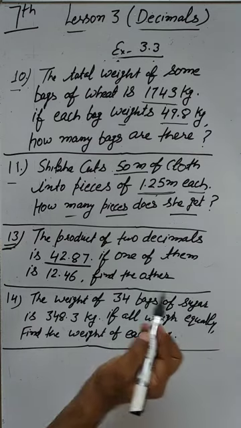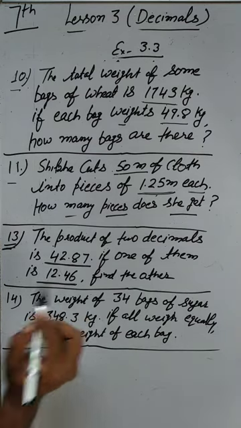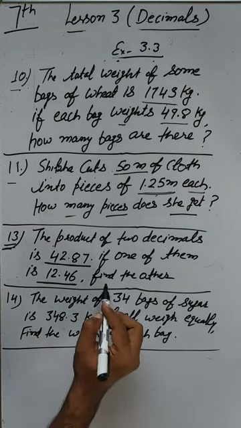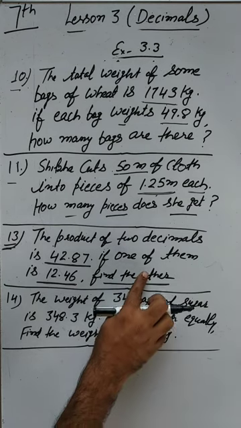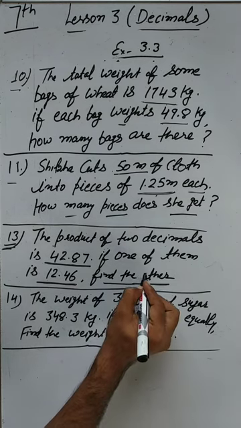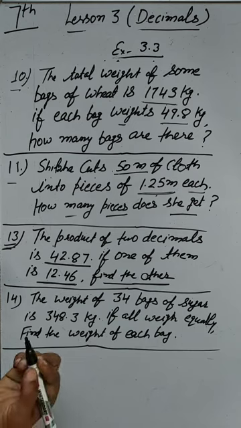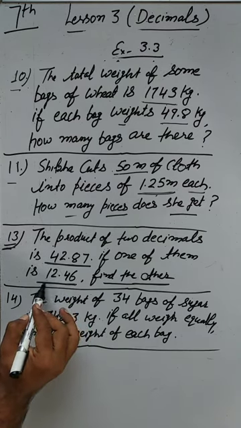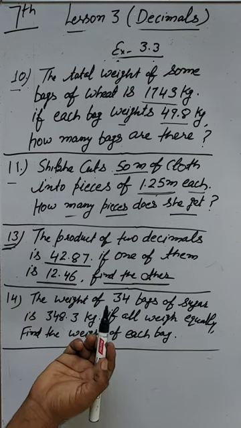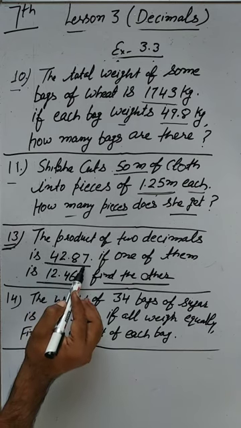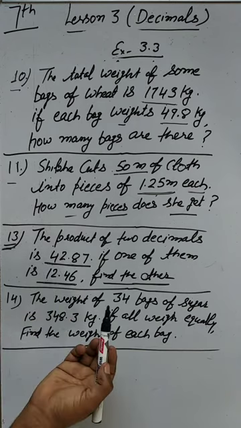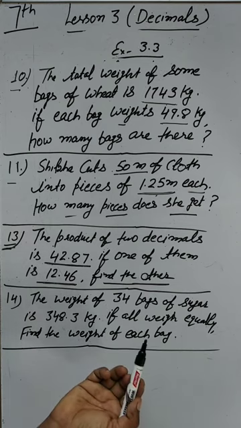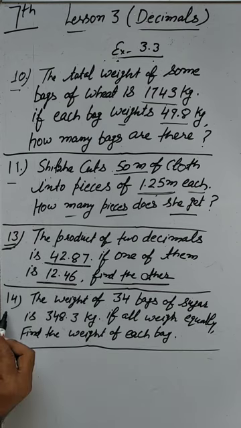And question 13: the product of two decimals is 42.87. If one of them is 12.46, you have to find the other decimal. Now beta, look, the product of two decimals is given and one decimal is given, then the other decimal will be 42.87 divided by 12.46. Then you will get the other decimal.